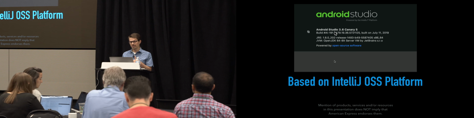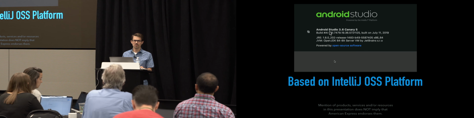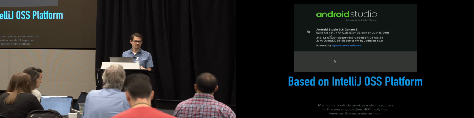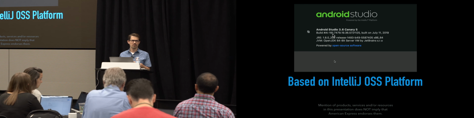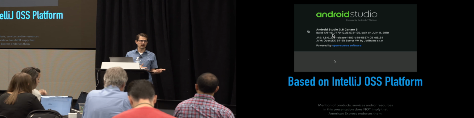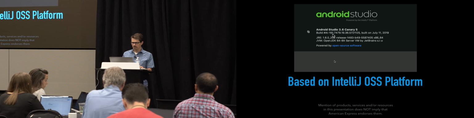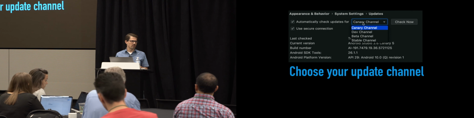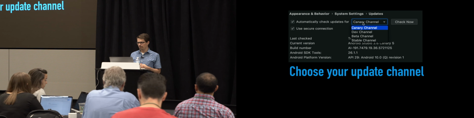If you look at 3.6 Canary 6, which came out yesterday, you'll actually notice that this is 192. So as of Canary 6, they've rebased on top of IntelliJ 2019.2. So periodically, you'll notice UI shifts in Android Studio. Sometimes that comes from the underlying IntelliJ platform that they've moved to a newer version of. So on the previous screenshot, you saw that I was using a Canary version of Android Studio.